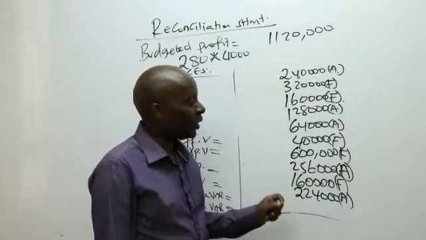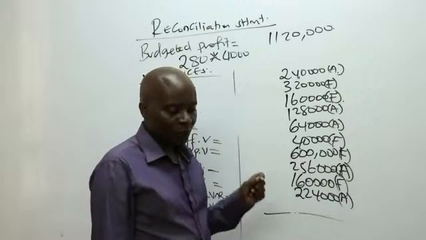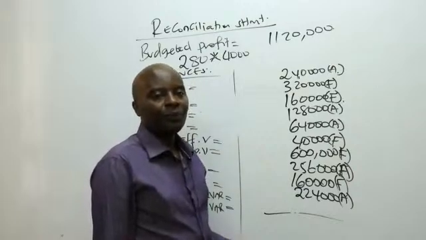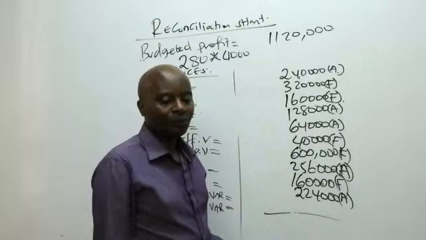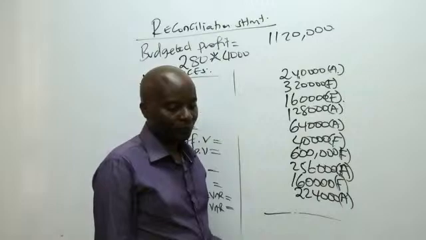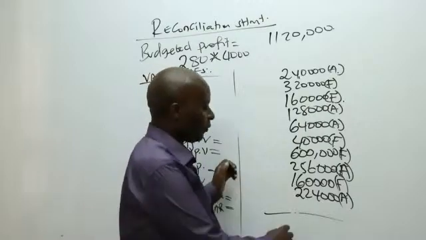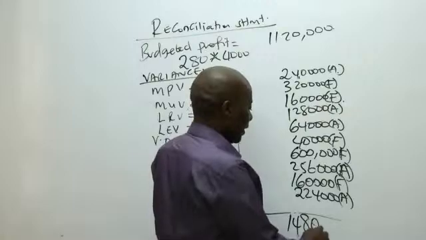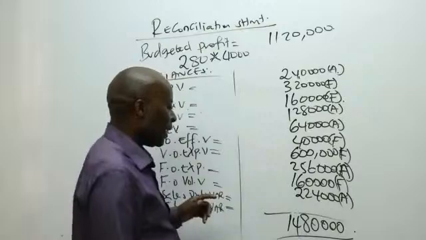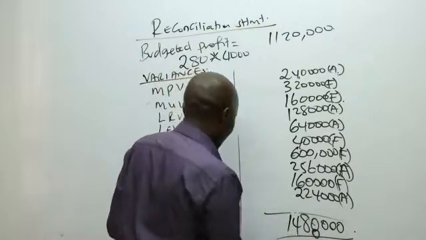Where you are seeing adverse, you're subtracting. Where you are seeing favorable, you're adding. We're getting 1,488,000 F. Like you can't say F or adverse, it's 1,488,000 profit. So it's an actual.